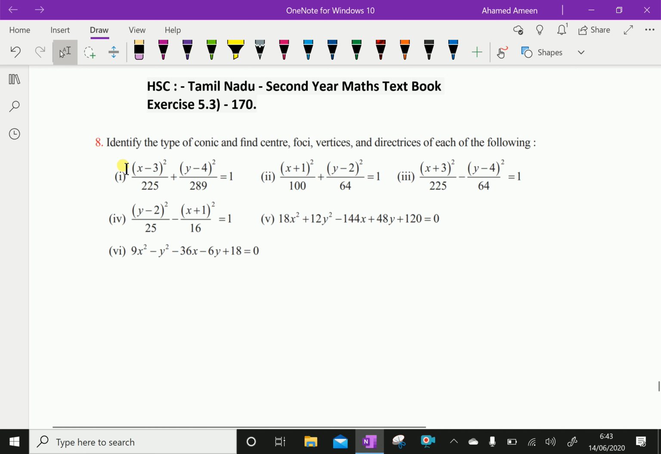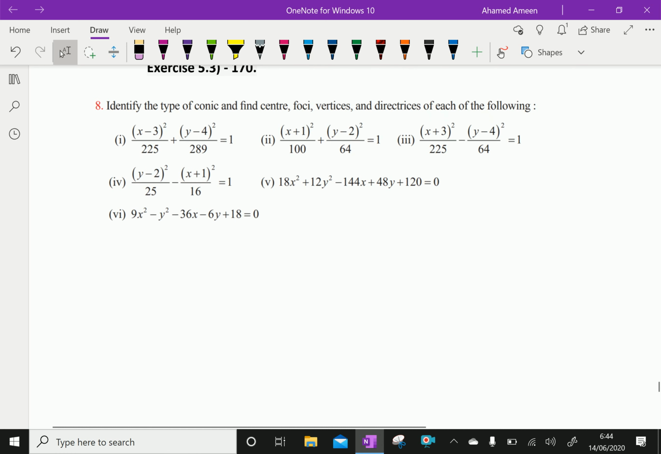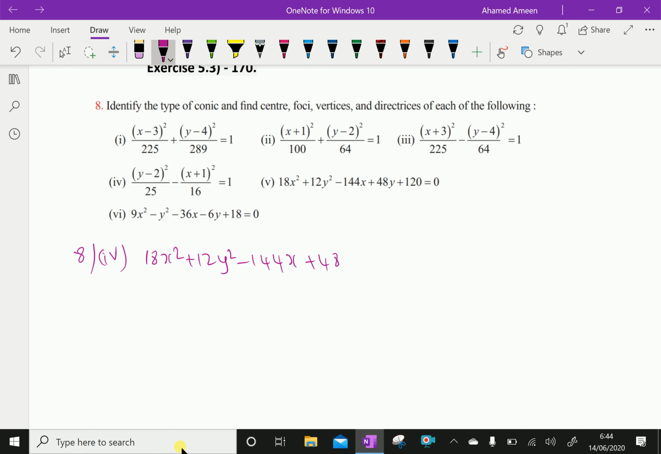Question number 8. Identify the type of conic and find center, foci, vertices and directrices of each of the following. Question number 4: 18x square plus 12y square minus 144x plus 48y plus 120 equals 0.